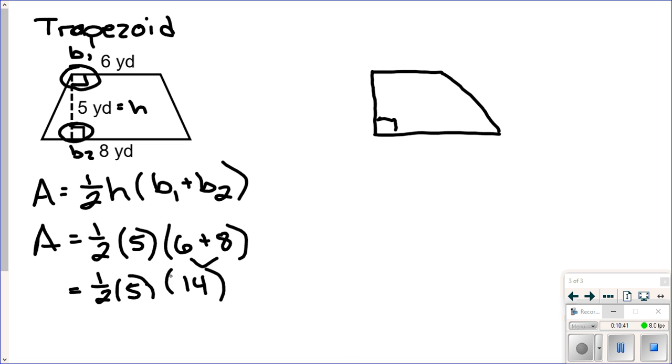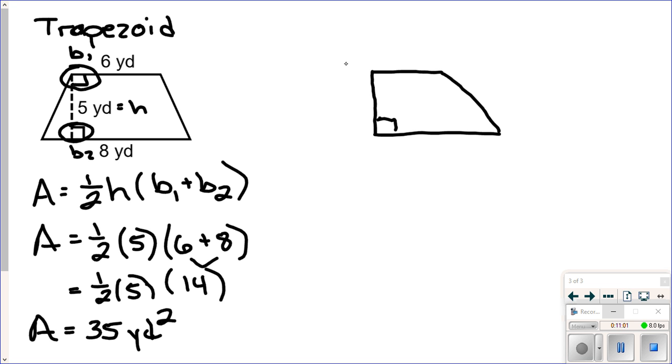And now we have something that looks like the area of a triangle, right? You just multiply these two numbers together and then divide by 2. So 5 times 14, that's 70, divided by 2 is 35. So the area is 35 square yards.